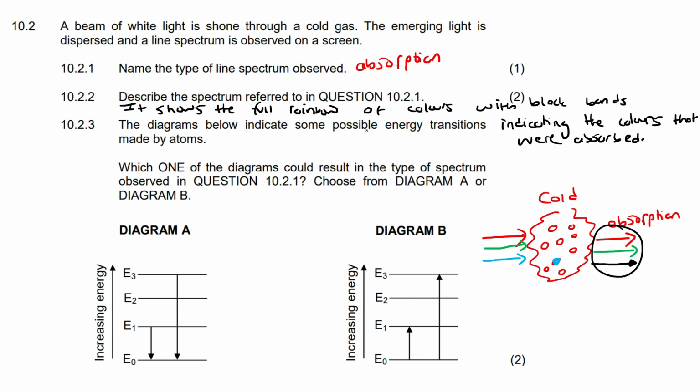Now it says the diagram below indicates some possible energy transitions made by atoms. Which one of the diagrams could result in the type of spectrum observed in 10.2.1? Okay, this is an easy question. So what we said was that this gas is at a low energy state because it's cold. When the blue light entered, it allowed, for example, the electrons in this atom to become more energetic. So they use the blue light energy to be able to become more excited. So they are able to jump up from lower energy levels to higher energy levels. So that would be this diagram, because here we can see that we're going from lower energy levels up to higher energy levels. Whereas in this diagram, we're going from high energy levels down to lower energy levels. Okay, so it would definitely be diagram B.